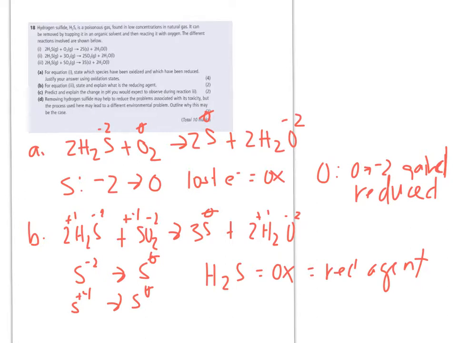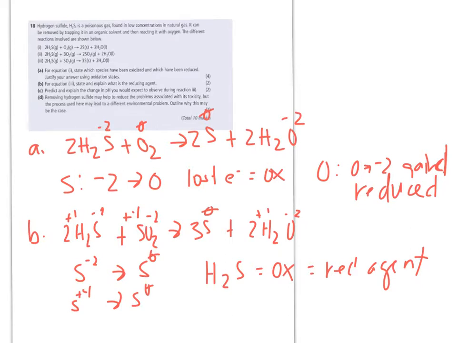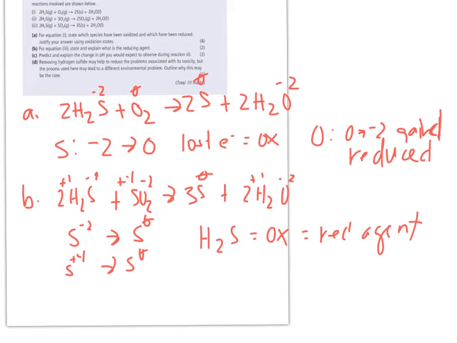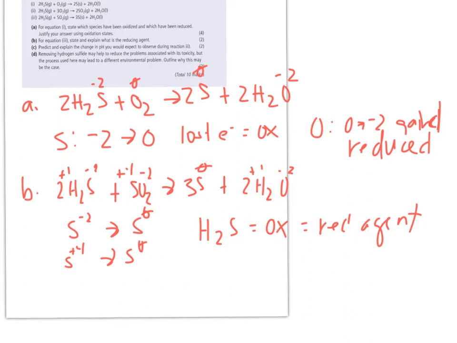Letter C says, predict and explain the change in pH you would expect to observe during reaction 3. Well, if I look at reaction 3, I've got H2S, which is an acid, and it's becoming H2O, which is neutral. So my H+ is decreasing and moving to H2O. So that means my pH will be increasing as it moves closer to the neutral value of 7.